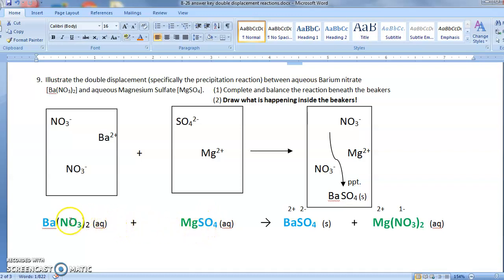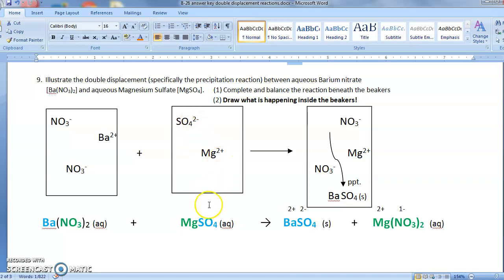Aqueous means that water will pull these apart. So we'll have barium ions floating around. For every one barium ion, there would be 2 nitrate ions. In the next container, water would pull those apart. It's aqueous, so we'd have an Mg2 plus floating around and an SO4 2 minus floating around.